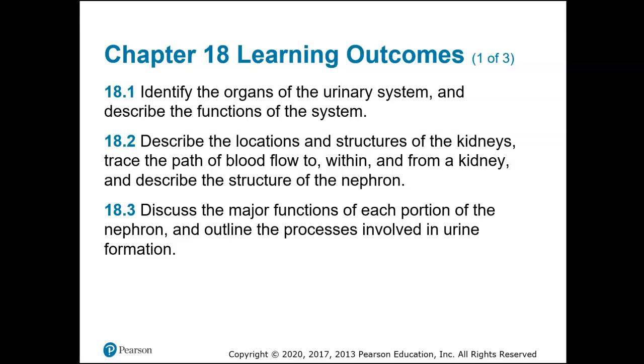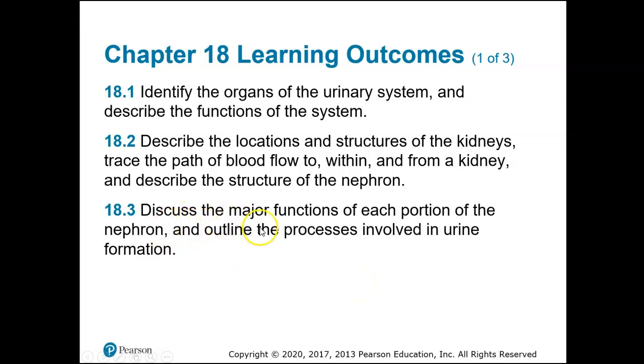You will need to be able to trace the path of blood flow into and away from the kidney, and also the functional units of the kidney are called nephrons. So for each nephron, you'll need to be able to trace the path of blood flow into the nephron, through the nephron, and out of it, and also the pathway of formation of urine in each nephron. So it's two pathways, blood and then urine.